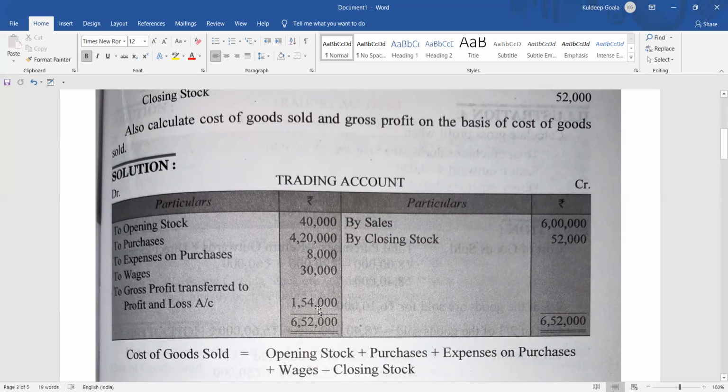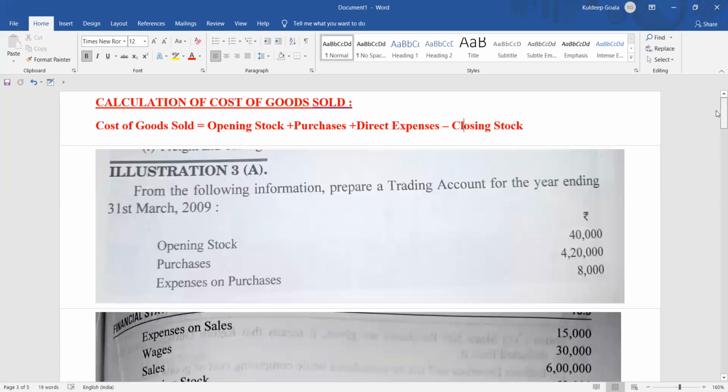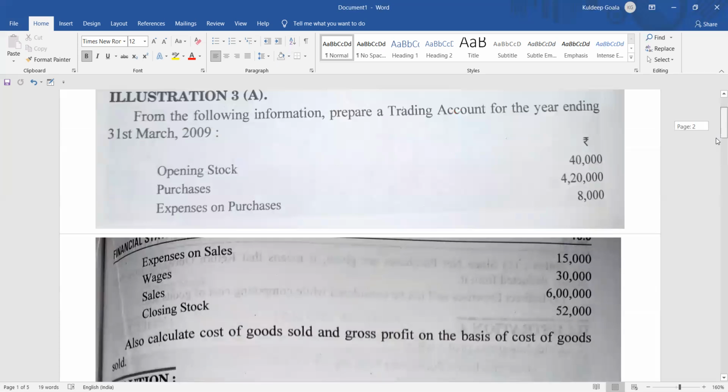Now, what is our work? Our work is to find out the cost of goods sold, the second purpose. So how to find out the cost of goods sold? We have seen in the formula just now that the cost of goods sold requires four items: opening stock, purchases, direct expenses, and closing stock. All are available in this question, so that's not a problem.